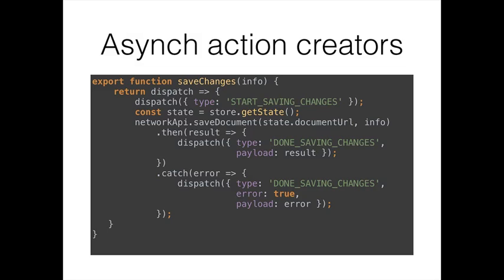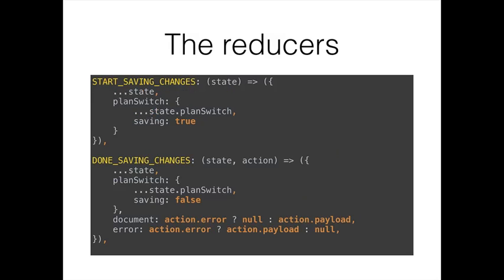So, I like to have these functions that expose a uniform promise-based API. And so this is the way you implement, for example, saving. So you dispatch an action right away to show a spinner, maybe. And then when the network interaction is completed, either successfully or with an error, you get another action that updates your store.